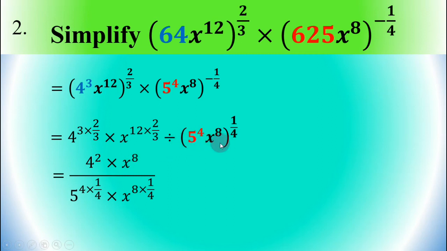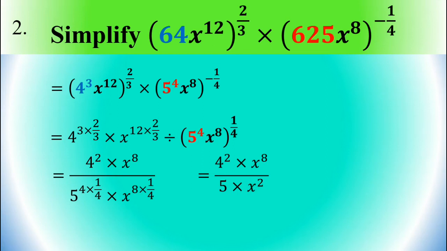Consider the denominator. Then the denominator is 5 to the power 4 into 1 upon 4. Here also there is a power of a power, and the algebraic term is also a power of a power, that is x to the power 8 into 1 upon 4. Now the numerator is not changed. Consider the denominator. Here 5 to the power 4 into 1 upon 4 is 5. x to the power 8 into 1 upon 4 is x to the power 2.